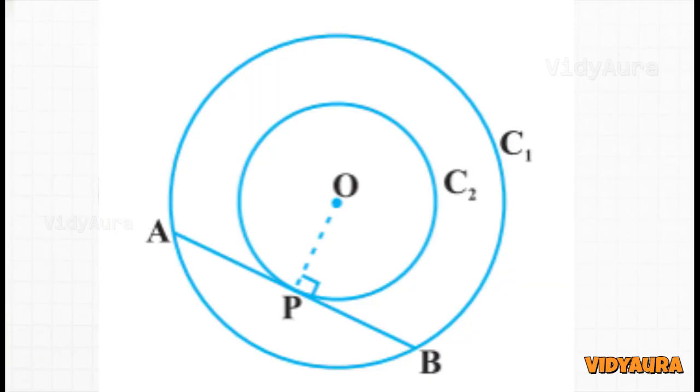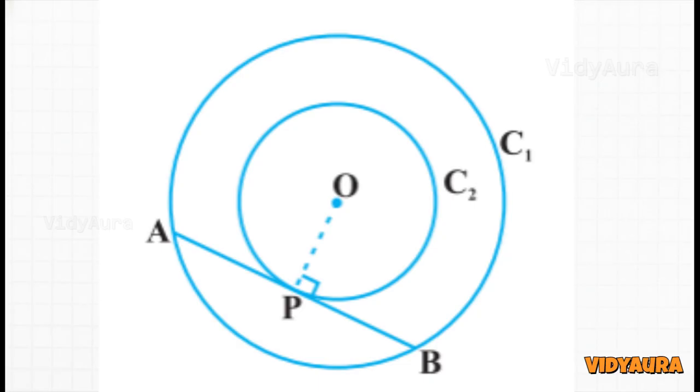Okay, now it's time to use our first superpower, Theorem 10.1. Remember that one? The radius and tangent are always perpendicular. So if we look at the smaller circle, C2, AB is the tangent and OP is the radius to the point of contact. So what does that mean? It means OP has to be perpendicular to AB. They make a right angle. This is the key insight. We're using the small circle's property here. Watch this carefully.